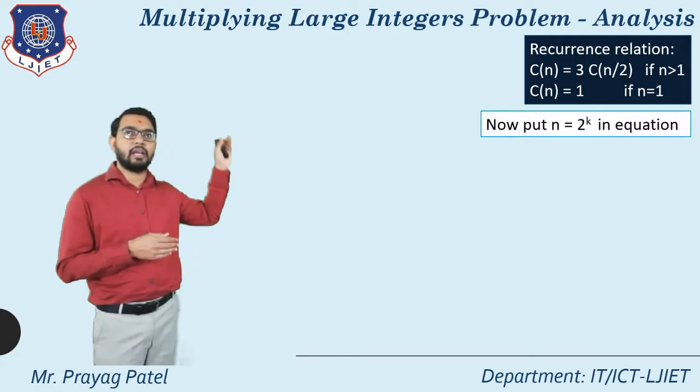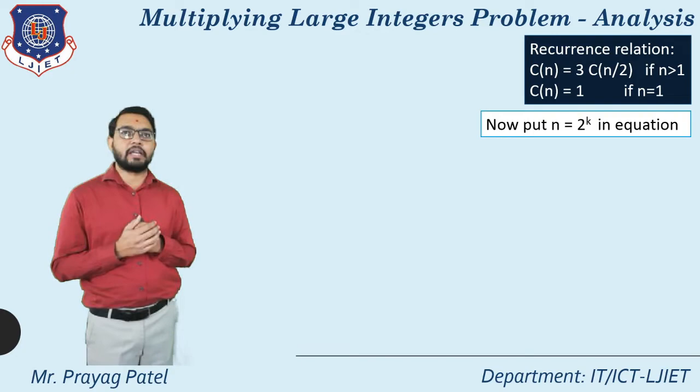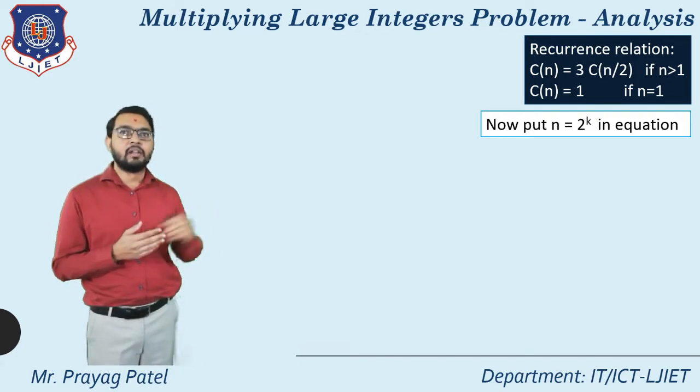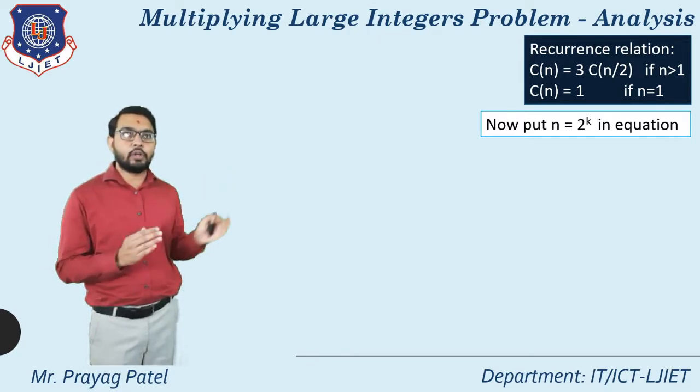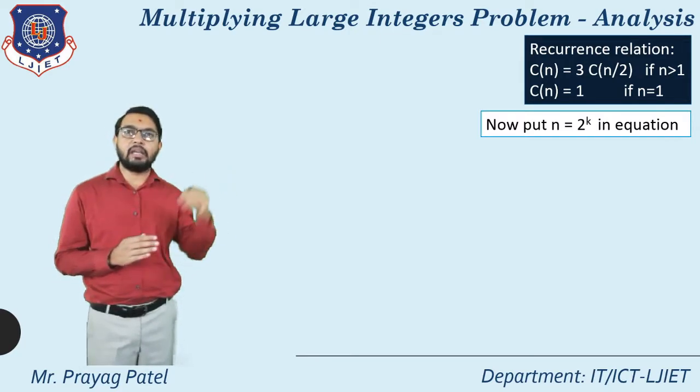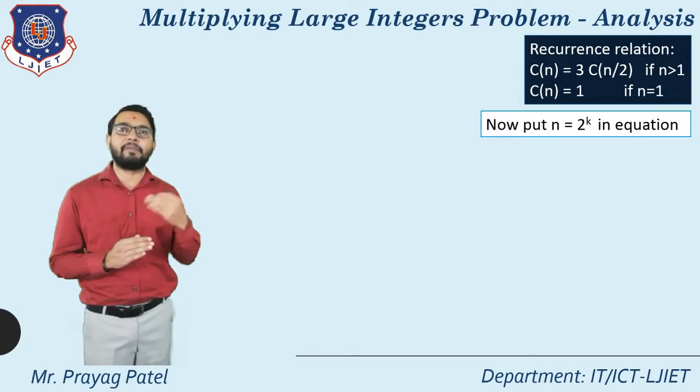So here consider C of n equal to 3C(n/2) if n is greater than 1, and C of n equal to 1 if n equal to 1. Now put n equal to 2 raised to k in this equation for simplification.